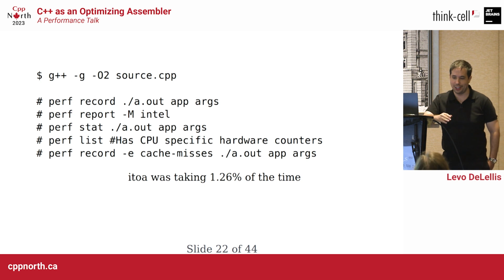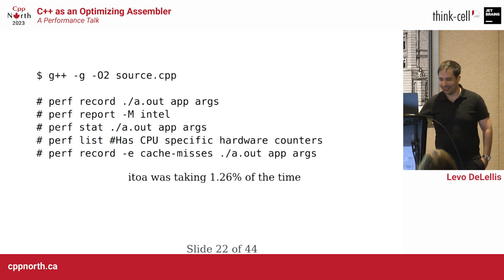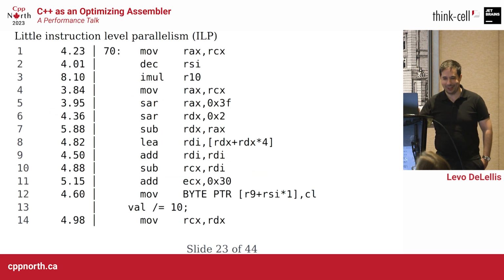Now, i2a means integer to ASCII, like printable text that you would have in a text file. I noticed in my real app I was taking 1.2% of the time, and 1.2% of a 1-second app is only 12 milliseconds. And do I want to optimize 12 milliseconds? I don't, but it does make a good example. So we're going to optimize i2a.